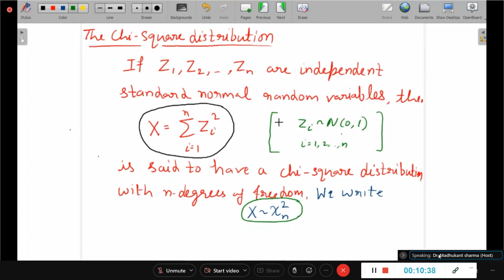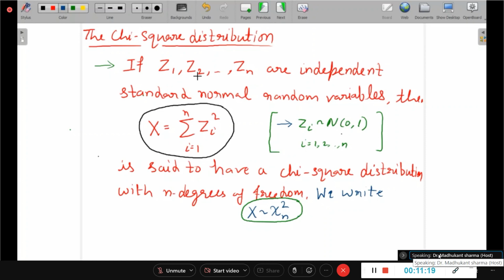Now if you have gone through this definition, the first line says: if you have n independent standard normal variates. What does that mean? It means zi follows the normal distribution with mean 0 and variance 1, or standard deviation 1, with i equals 1 to n. So each one is independent and a standard normal variate. In short, a standard normal variable is a normal random variable with mean 0 and standard deviation 1.